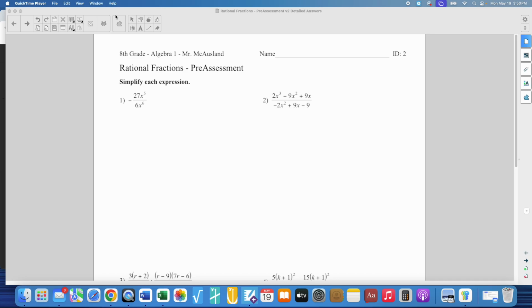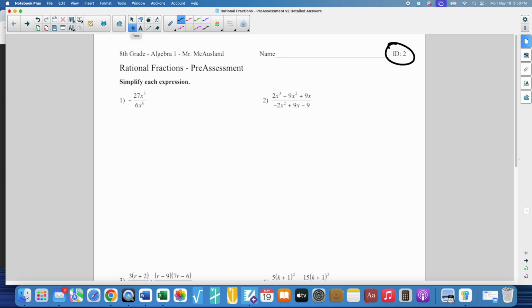Okay, here we go. We got the microphone on the phone. We got rational fractions, pre-assessment, and we got version 2. That's what that ID number up there.